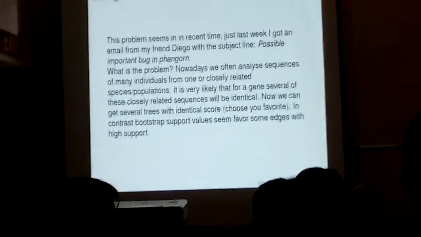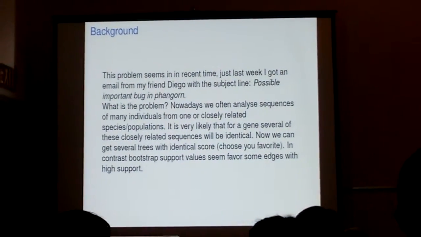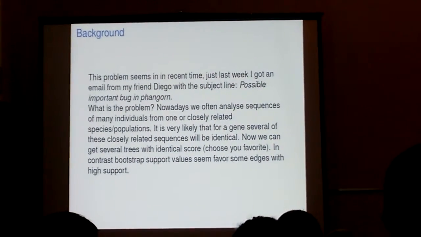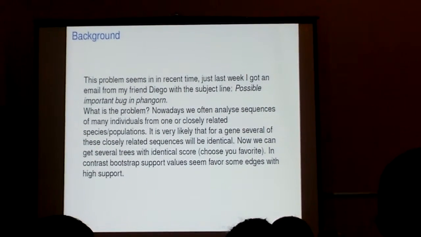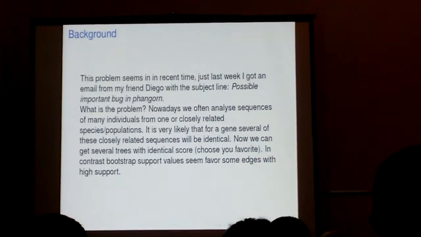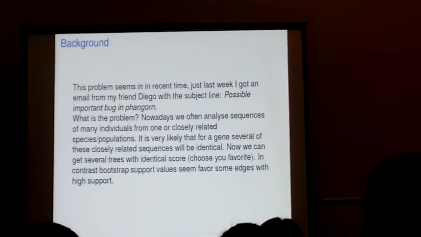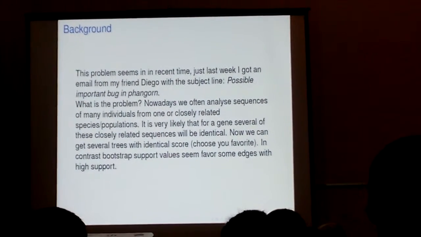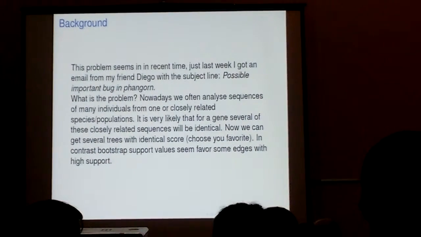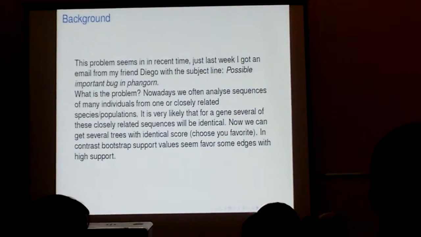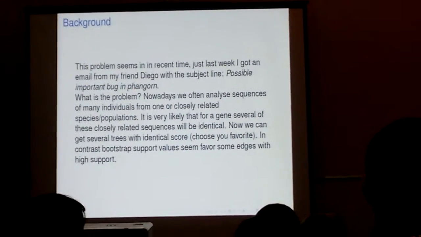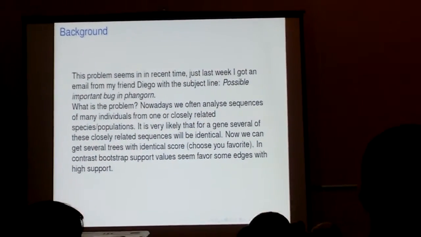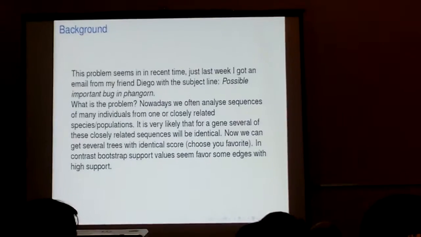So what is the problem? Nowadays, most of the analysis is done on many individuals from very closely related species or even from populations, so it's kind of mixing, and we can produce lots of data. If we just look at relatively short genes, it can happen that several individuals have exactly the same sequences, or they have sequences where we may have an ambiguous state in another sequence, so the distance between these two sequences seems to be zero. So what we get is a case where we have terraces of trees, which Derek Zwickel talked about in the first session, a very special case because we just duplicate sequences.